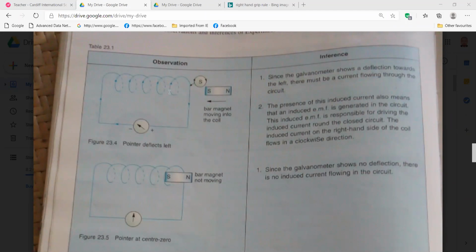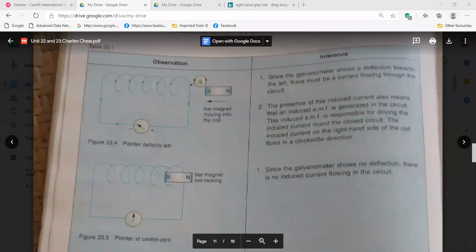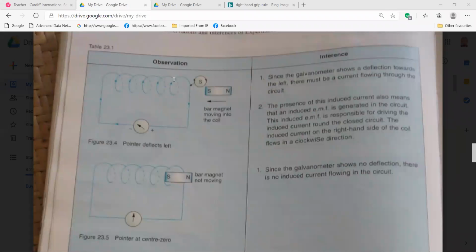So if you are getting current over there, then according to the right hand grip rule, as we are getting current in the coil, we will get a magnetic field produced. Do you agree? Because just now we discussed that if current is flowing through the wire or coil, then we will get a magnetic field, isn't it?